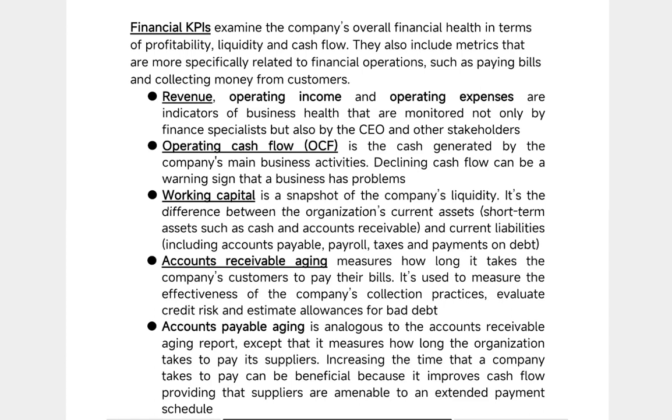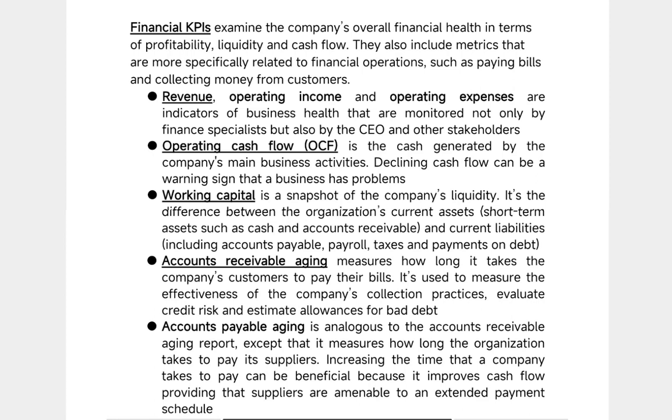Now, OCF or operating cash flow. So what is OCF? It is the cash generated by the company's normal or main business activities. Declining cash flow can be a sign of business problems. Examples for cash flow: we have salaries, which are paid out to employees, and cash paid to vendors or suppliers. Okay, so that is an example of cash flow or operating cash flow.